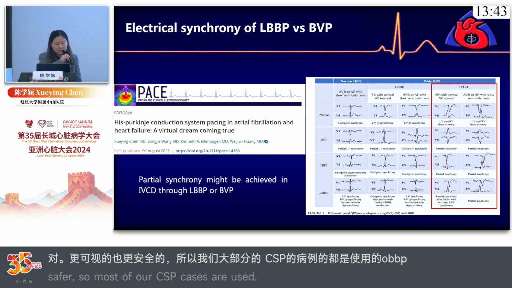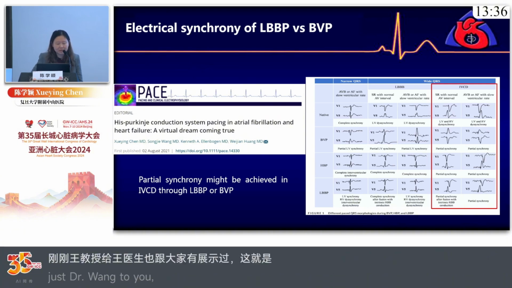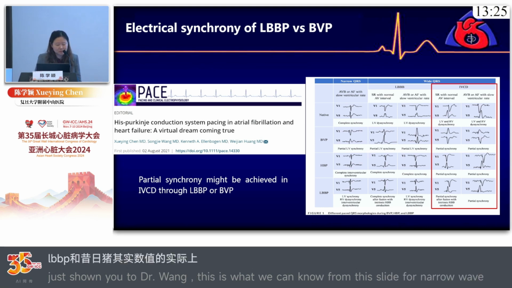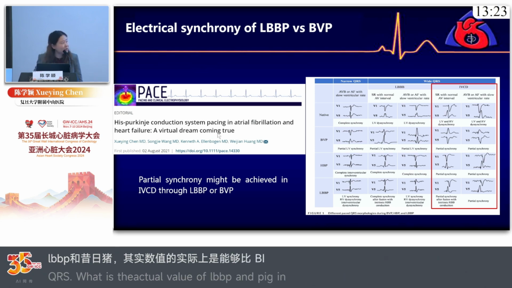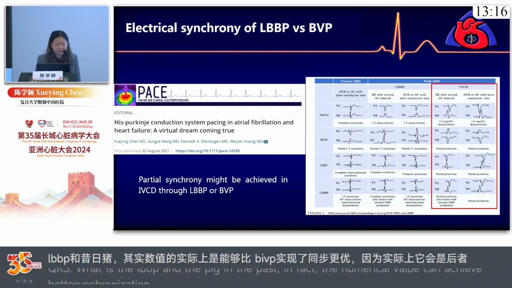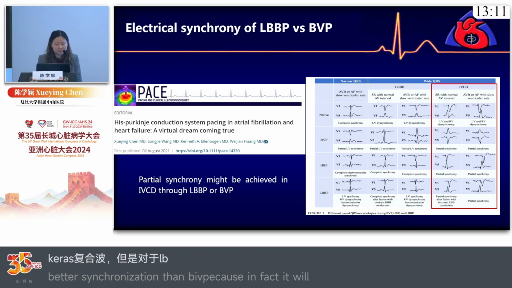This slide, I think Dr. Wang has already showed us. From these slides we know for narrow QRS patients, LBB pacing or His bundle pacing can achieve better electrical synchrony than BiVP, because BiVP has a very wide QRS complex. But for LBBB cases, I think both BiVP and CSP can narrow the QRS duration.